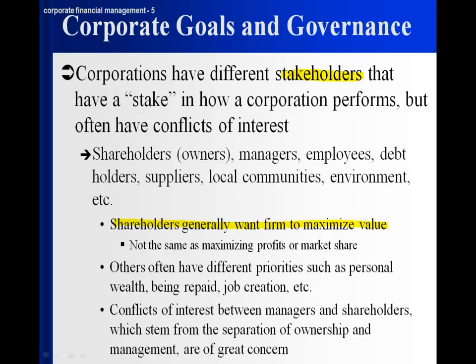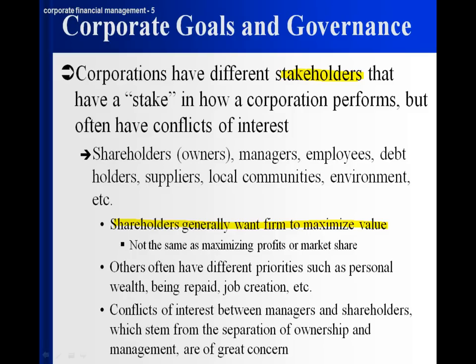Other stakeholders have different priorities. So for example, managers or employees may want to get paid as much as possible. The local community wants a lot of jobs to be created, wants a big tax base. Suppliers want to be repaid. The government wants to get its tax revenue. So there's all these different parties that have all these different interests, and sometimes there can be a conflict. So employee stability doesn't necessarily correspond with shareholders maximizing value, because it could lead to overpaying or hiring more employees than are necessary and not laying off employees when they're not needed.